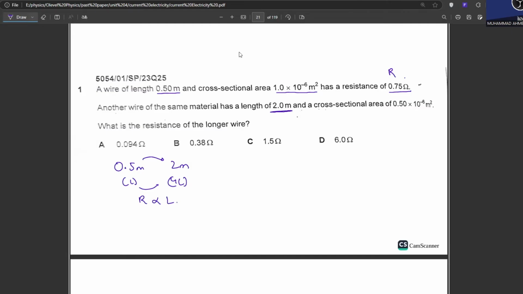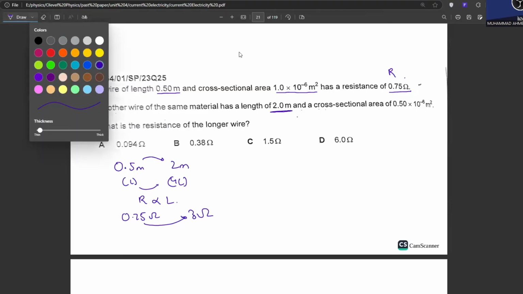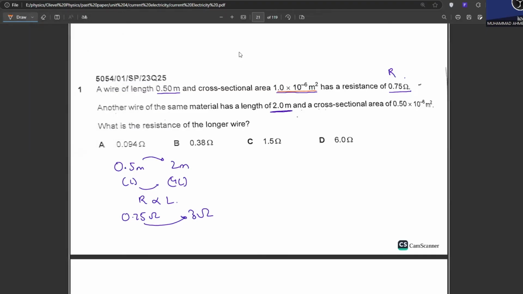So if the length has become 4 times, the resistance will also become 4 times, from 0.75 to what? 3 ohms is your resistance. But this is not the final answer. If you closely see, there is something happening to area as well. Initially, the area was what? 1 into 10 raised to the power of minus 6. Now the area has halved, 0.5 into 10 raised to the power of minus 6.